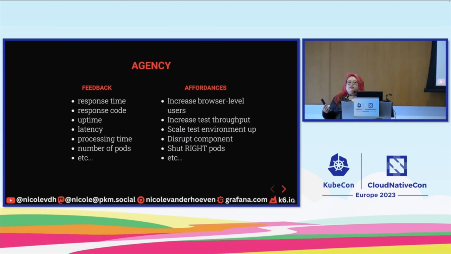And agency requires choice. Our tests don't really have choices when we're scripting everything out for them. So I think it's about having, on the left column, feedback. What are the things that a test can actually know about the state of the world, the state of the application? And there are things like response time, response code, and so on. There's so many of these, and they're going to be so application specific. But the first step is identifying them so that you know what you can play with.